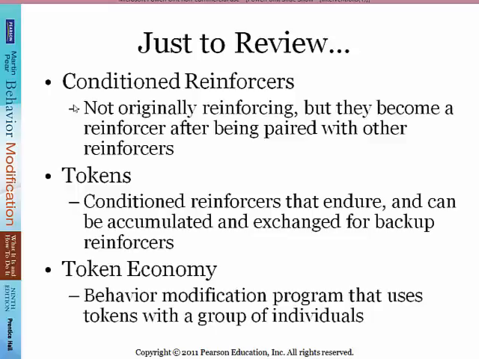Now, we can do token economies with young children. We can also do token economies with adults. We can do token economies with individuals who are in institutions, which is something they do pretty frequently. So token economies are very flexible and can be used in a lot of different situations.